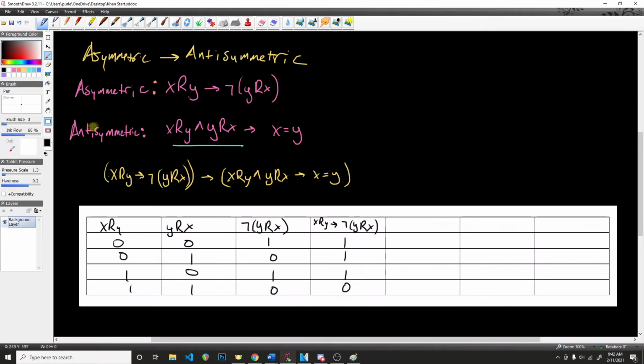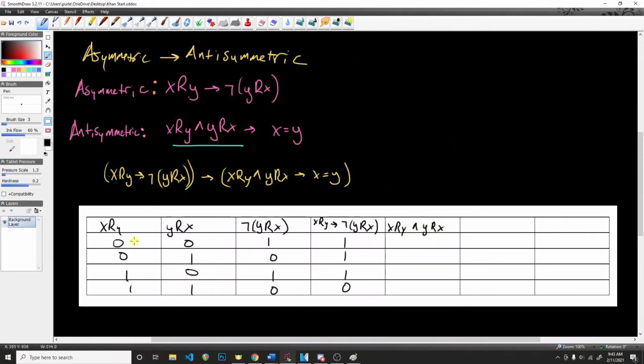Then I want to look at what we have here for antisymmetric, which is XRY and YRX. So now I want to look at antisymmetric. We can see our premise here is XRY and YRX. So I'm going to write XRY and YRX. Now in order for this column to be true, we need to have the case that XRY and YRX are both true. Note that this is an and sign, it's not an implication, so it's not like if XRY is false, we can say that YRX is vacuously true. This entire thing goes together.